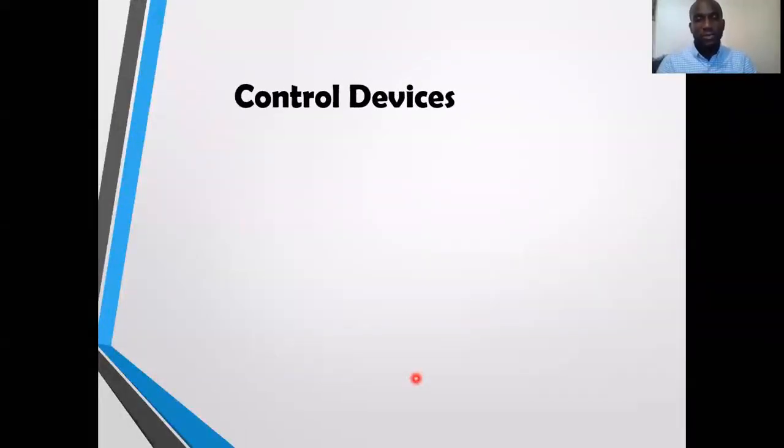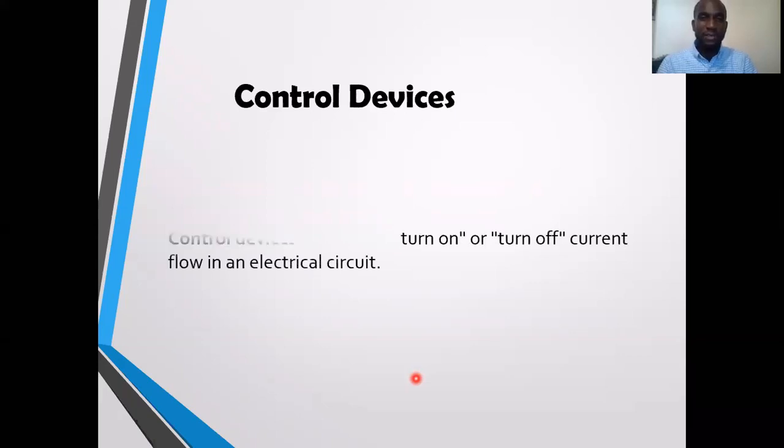Control devices. What are control devices? Well, control devices are used to turn on or off current flow in an electrical circuit. Let's think. What device around the house turns on or off current flowing in the electrical circuit? Yes, you've got it, a switch.